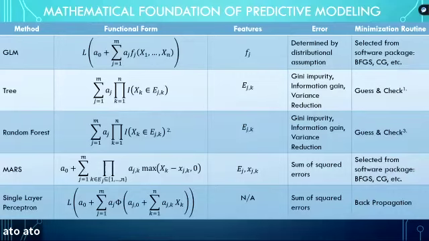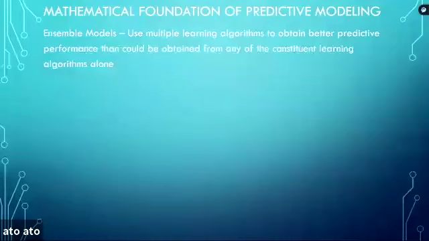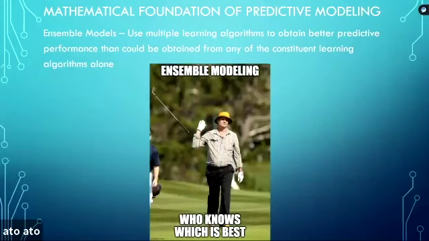Okay, so now we get to my favorite part. After you go through that, you take your bachelor's in data science and you learn about all these different techniques. You learn about MARS, you learn about neural nets, you learn about GLMs, you learn about trees, and then you get to ensemble models. If you look at what's written up in Wikipedia with respect to these things, it says, use multiple learning algorithms to obtain better predictive performance than can be obtained from any of the constituent learning algorithms alone. It sounds really nice, but it's really just this.